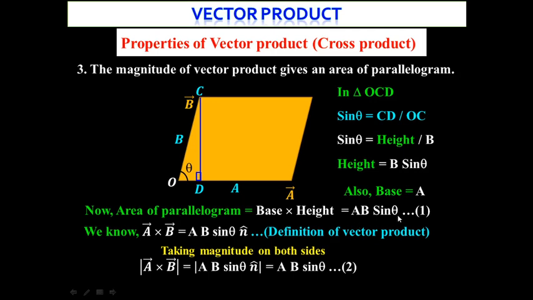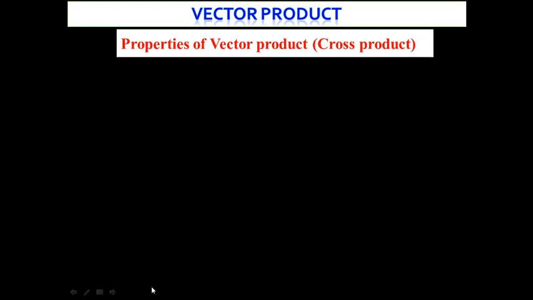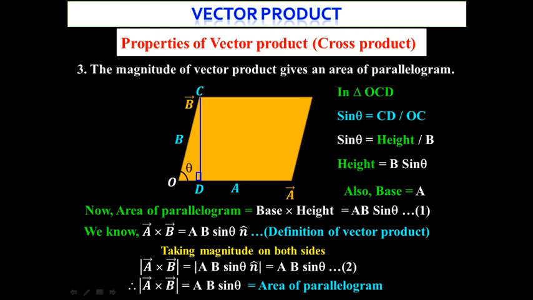So from equations 1 and 2, we can say that the area of the parallelogram is AB sine theta, and AB sine theta is the magnitude of the cross product of two vectors. It means that the area of the parallelogram is the magnitude of the cross product between two vectors. So the magnitude of the vector product gives the area of the parallelogram. This is the proof. The third property is that the magnitude of the vector product gives the area of a parallelogram.